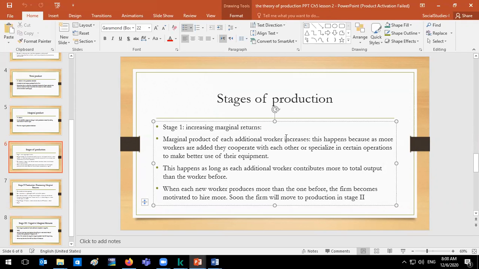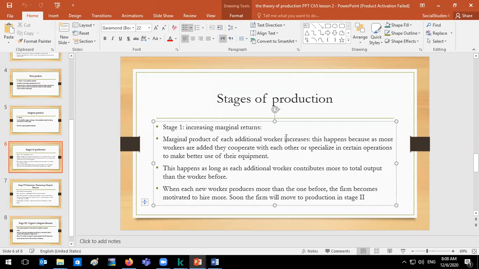So the producer becomes what? The producer becomes motivated. Okay, and motivated to do what? To work. No, it's the owner. Let's say the owner of a factory, for example, becomes motivated to do what? To invest in more, to hire more.